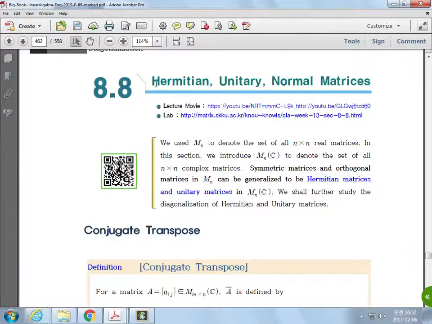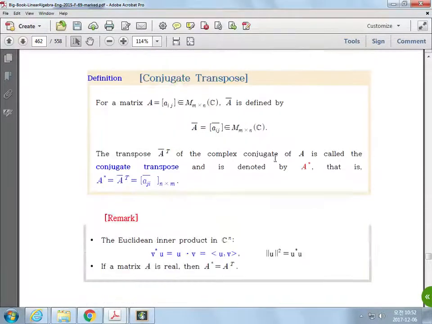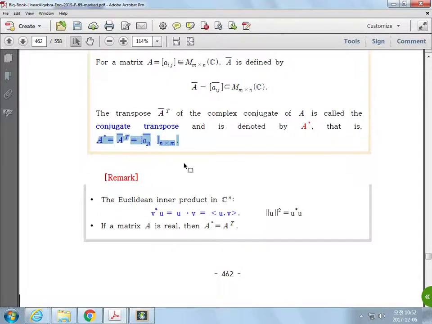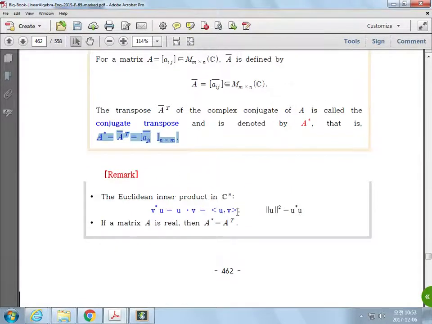Next, Hermitian matrices, unitary matrices, and normal matrices. Complex conjugate transpose: the x conjugate, and this is the conjugate transpose. This is called the conjugate transpose of A. We call it A star. So A star is the conjugate transpose. We defined this already. Here, the Euclidean inner product of complex vectors u and v is just this, v star u.